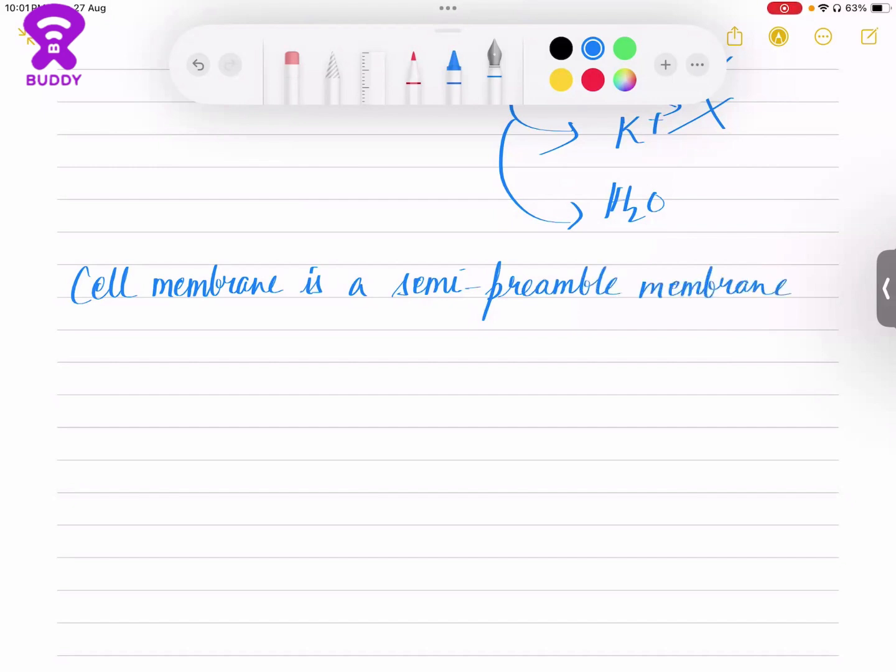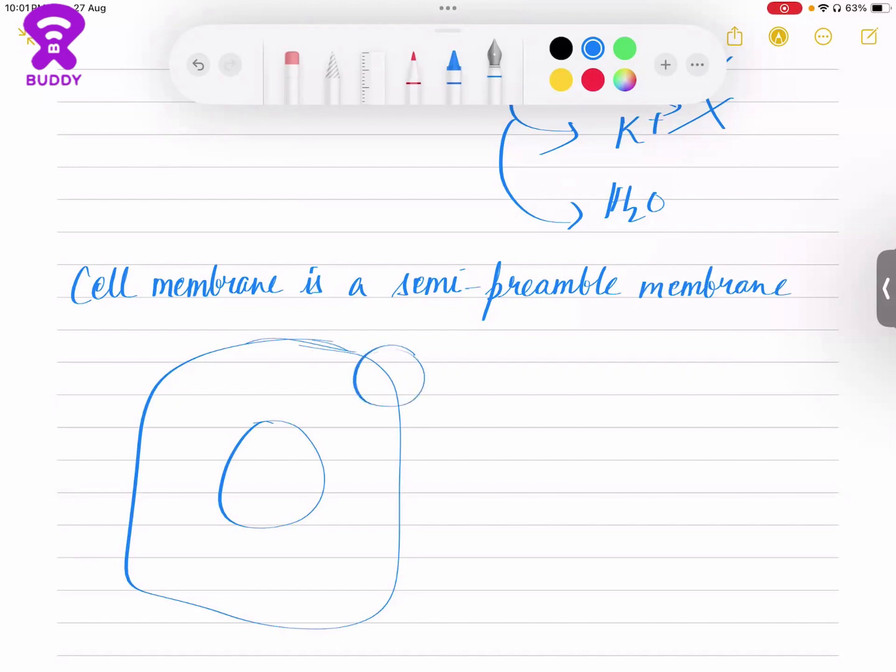Now see, this is a cell, consider this as the nucleus, this is your cell membrane. If I zoom into this part, we are going to study the structure of the cell membrane. If I zoom into this part, what will I see? We have got several models for this, but the most accepted model is the fluid mosaic model. Now see, understand my point.